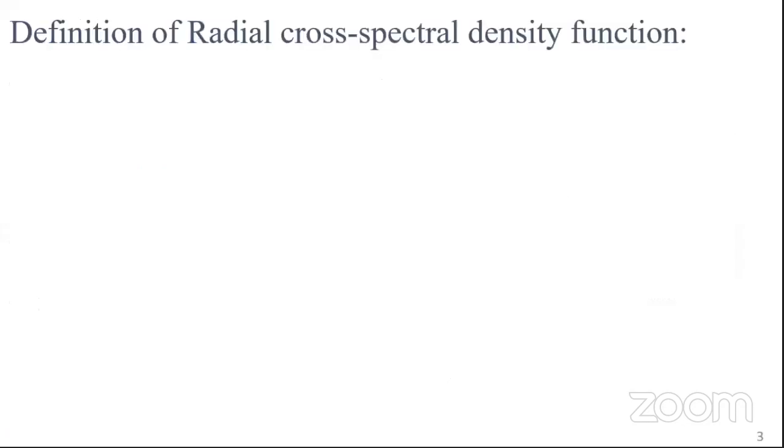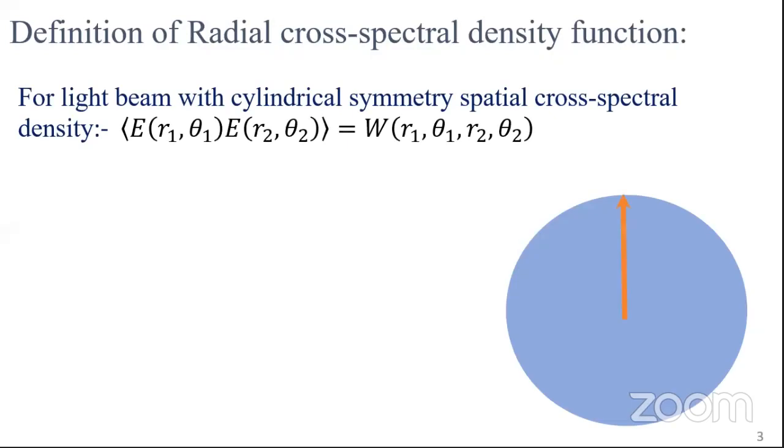So to start off, what is the definition of radial cross-spectral density that I'm going to talk about? Let us take a point R1, theta 1 of an optical beam and another point R2, theta 2 on the same optical beam. The electric field at these two points, time ensemble or time averaged over that, is called the cross-spectral density in cylindrical coordinates, W(R1, theta 1, R2, theta 2).